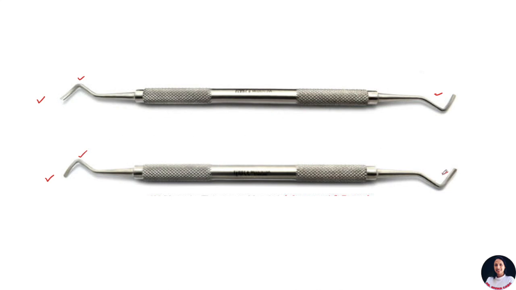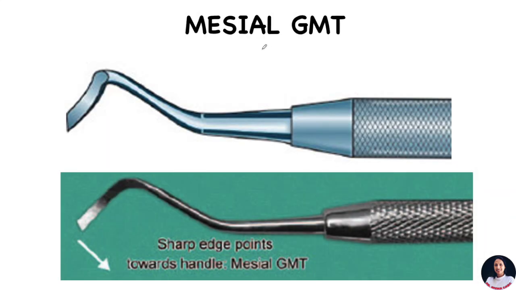Now this gingival margin trimmer is used in lateral scraping motion to bevel the gingival enamel margins of proximo-occlusal preparation and beveling or rounding of the axiopulpal line angle. Now the question is how to differentiate whether the gingival margin trimmer is mesial or distal. For this we need to see the tip of the instrument, that is tip of the GMT.